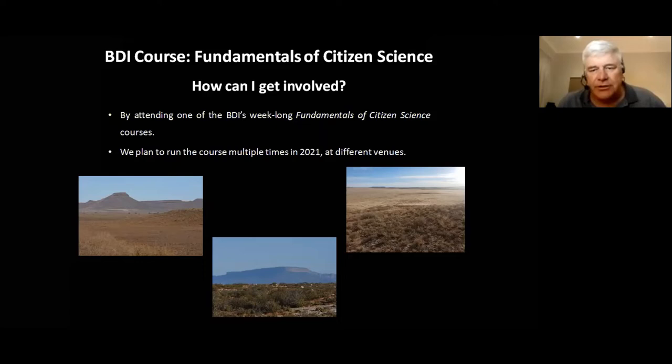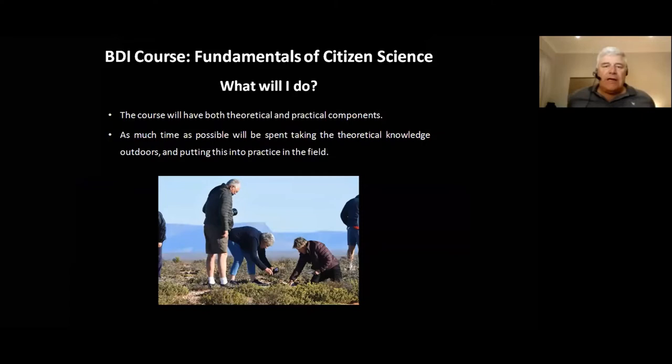What will we do? Well, the course will, of course, have theoretical and practical components, and we plan just to spend as much time as we can putting theory into practice and getting out into the field and actually collecting biodiversity information. This is just a picture of another very, very avid citizen scientist, Salome Willemse, here showing some other citizen scientists some of the succulents on the Knaatsvlakte.